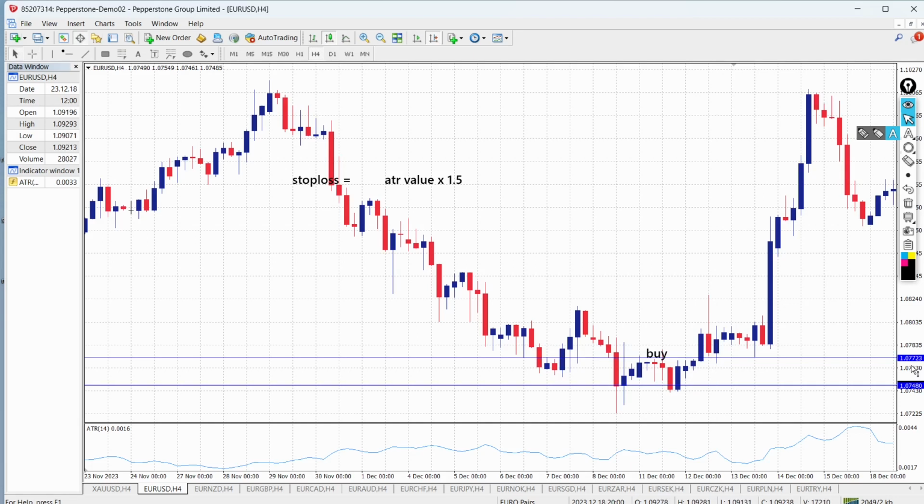So that is going to be 0.7 and then 72 minus 40, so that is going to be at 32. 0.7, 32. So this is where our stop loss is supposed to be.